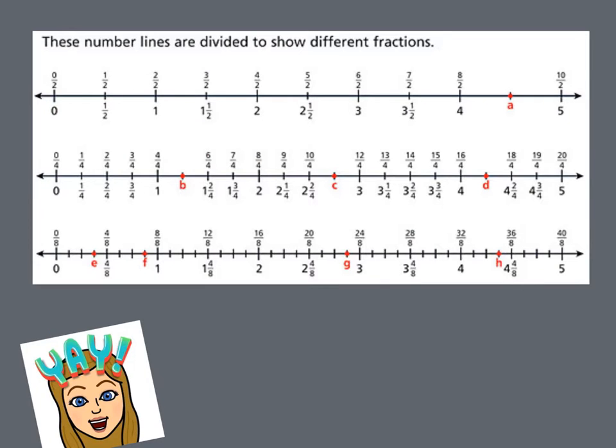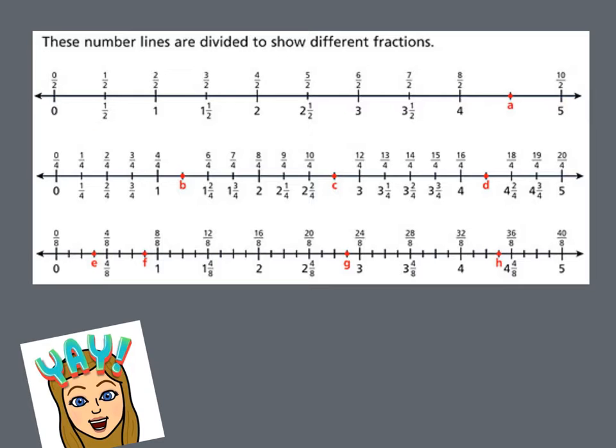So we can see these number lines are divided to show different fractions. So again, if I count the gaps in between 0 and 1, the first whole numbers on the number line, I'll be able to figure out which fraction they are using. So there's a gap 1 and 2 here. So this number line is using halves, as you can see.